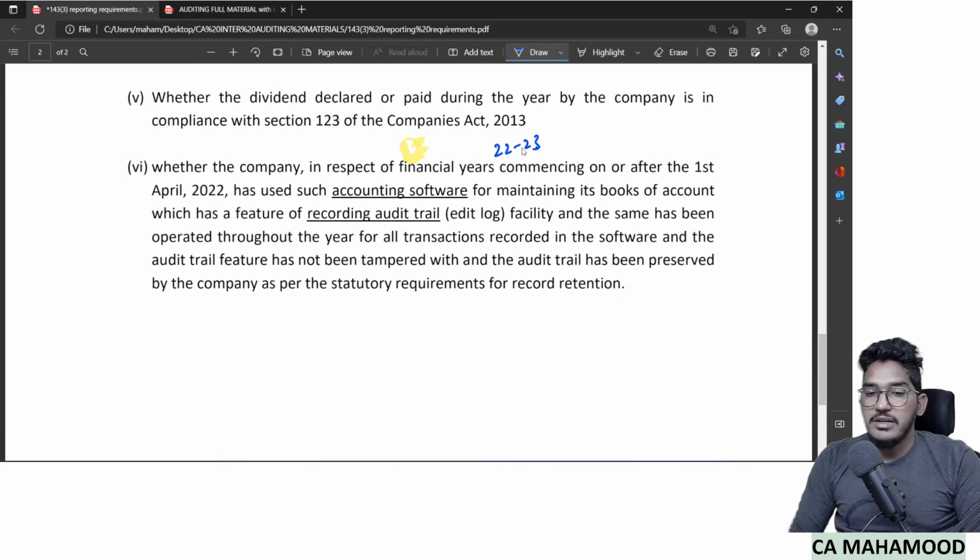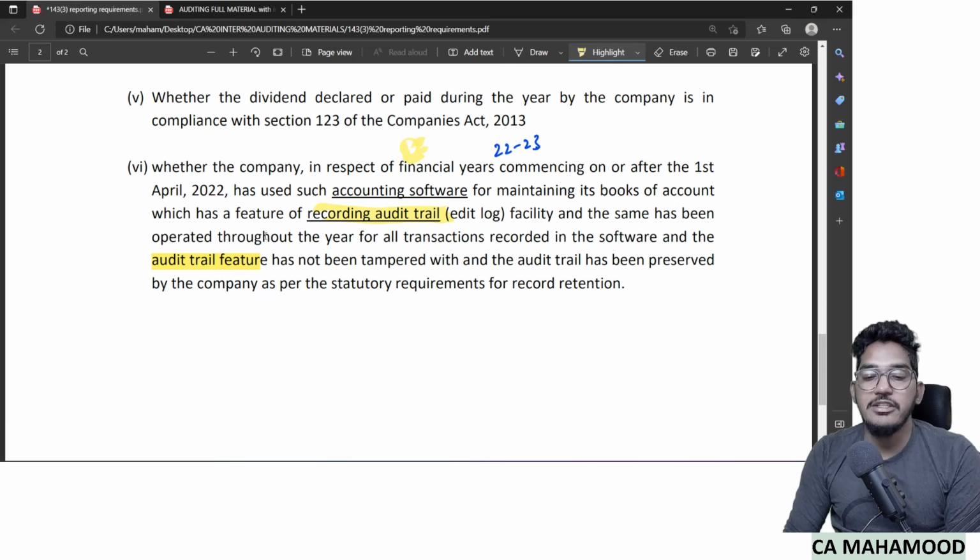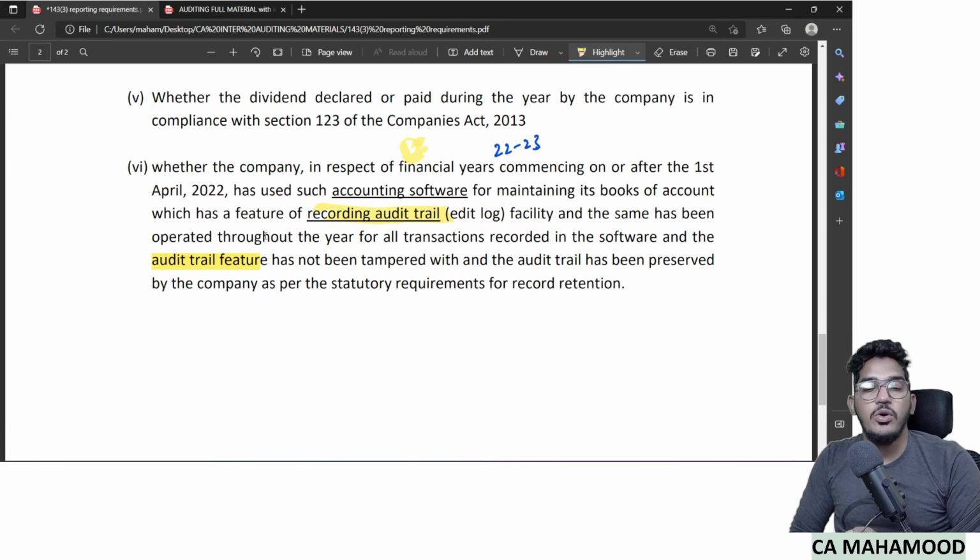Whether the company, in respect of financial years commencing on or after the 1st April 2022, has used such accounting software for maintaining its books of accounts, which has a feature of recording of audit trail facility, and the same has been operated throughout the year for all the transactions recorded in the software, and the audit trail feature has not been tampered with, and the audit trail has been preserved by the company as per statutory requirements for record retention. Now what is this point?